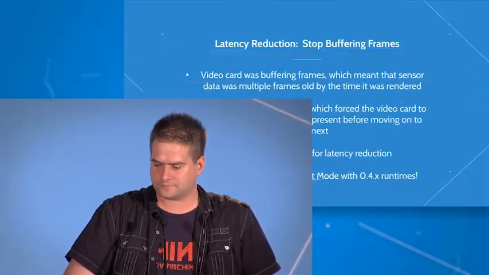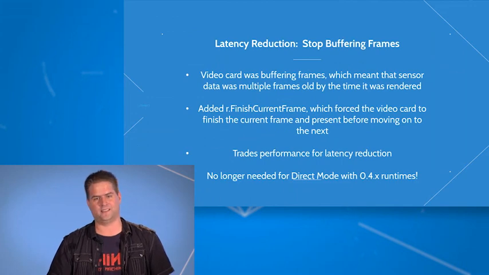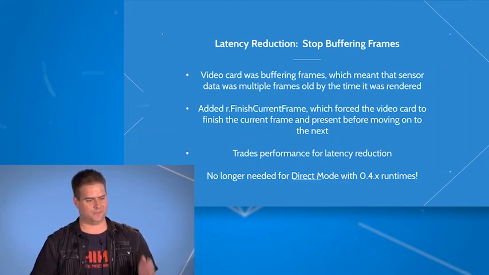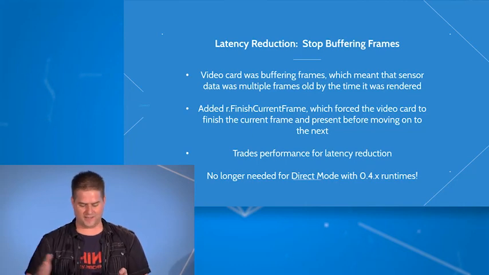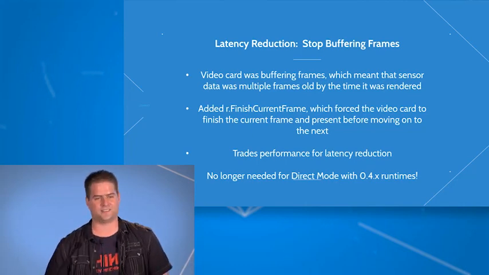So we needed a couple different approaches to cut this down. The first thing was that we found out the video card was actually buffering a few frames. What that meant was by the time we read this sensor, it had already put some frames in the queue, and we needed to flush those in order to reduce the latency, so that it wasn't building up frames as we were moving our heads around. So we added r.finishcurrentframe, which forces the video card to flush the current frame that you're on before moving on to the next. That's done at the engine level for you, and you don't need to worry about it.